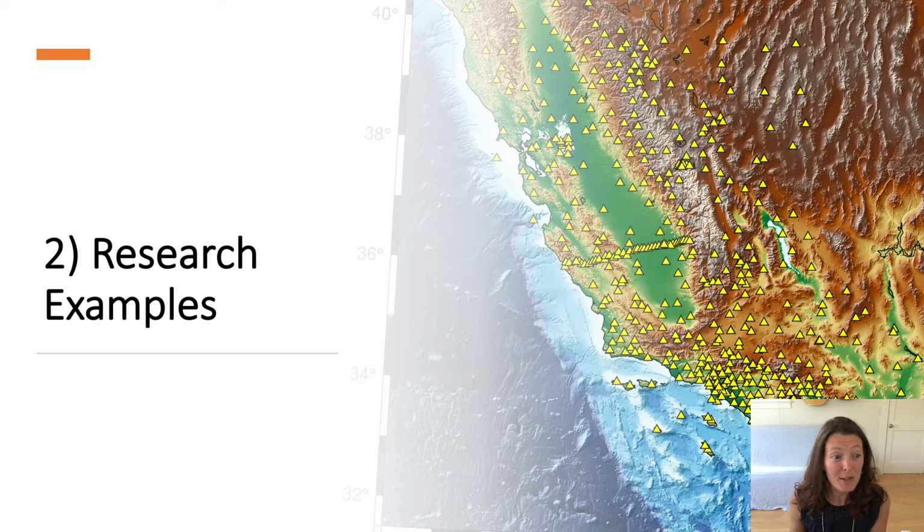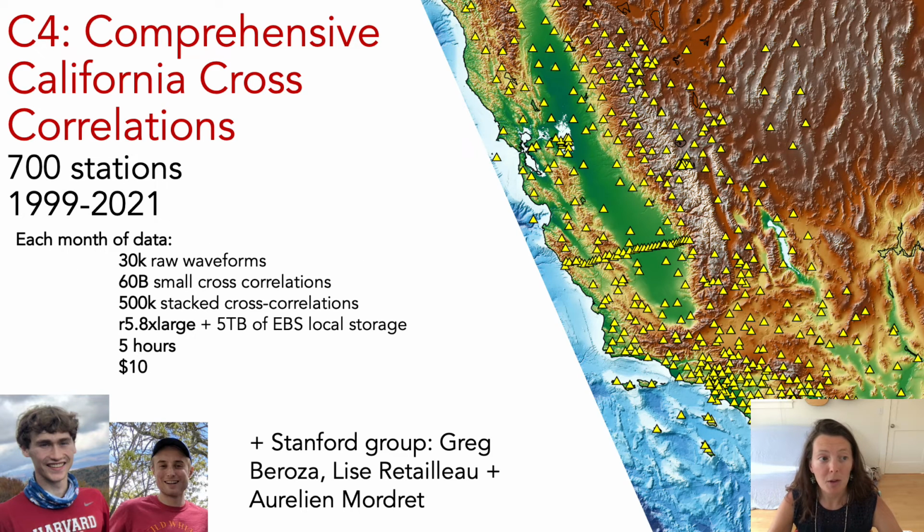I'll show you a few research examples. The first project I will discuss with you today is the building of a library of ambient noise cross-correlation functions, which we do in collaboration with Greg Beroza at Stanford and his former postdoc Liz and Aurélien. We call this project C4, Comprehensive California Cross-Correlations. What we're trying to do is pair every station pair that you see on this map to create virtual earthquakes and understand surface wave propagation between them.